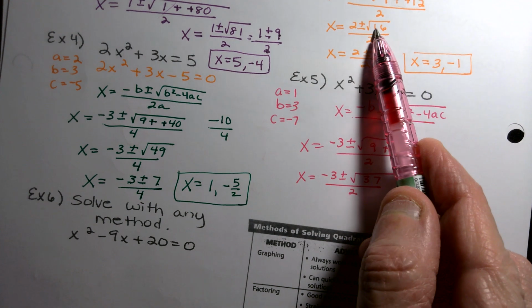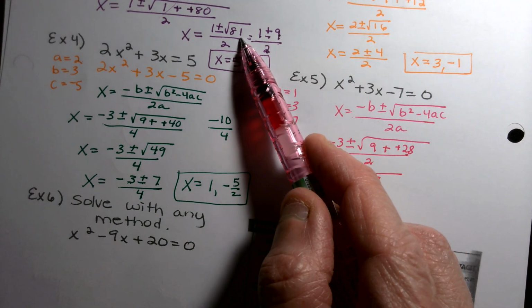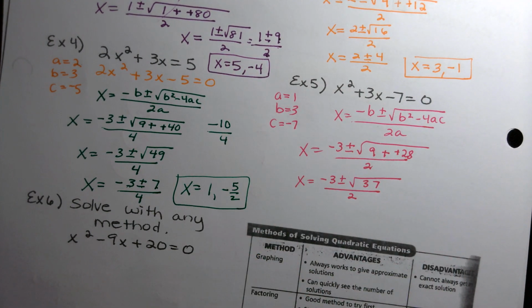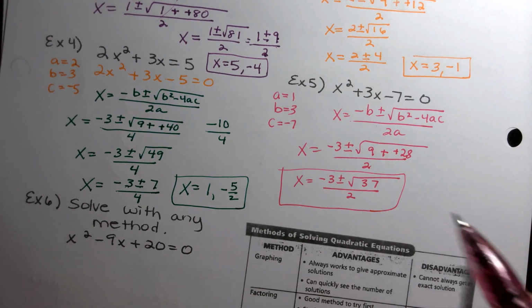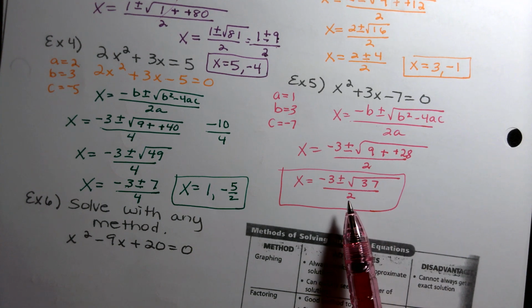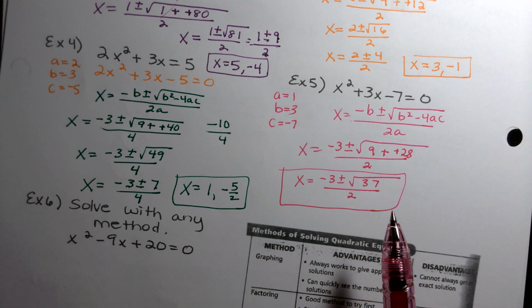Okay, we finally hit one. Up here it was the square root of 16, square root of 81, square root of 49. Those are all perfect squares. 37 is not. You can't get a nice square root of 37. If you did, it's going to go off the calculator. So guess what? Even though that looks kind of crazy, that's your answer. You leave it like that. That's the exact answer for that.